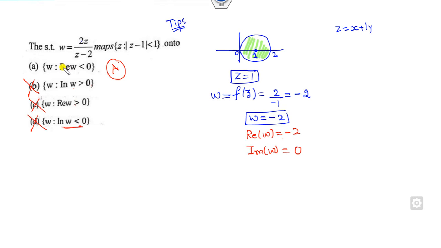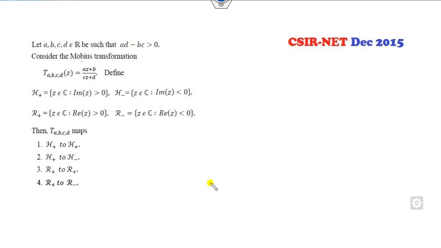Remember, you can't confirm an option based on this example. Examples are provided to discard the option. If all are discarded and only one is left, then that is the right answer.